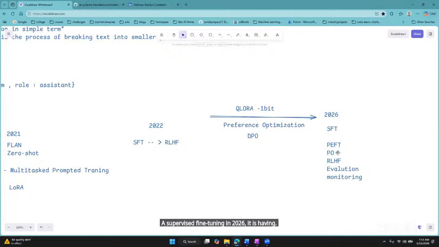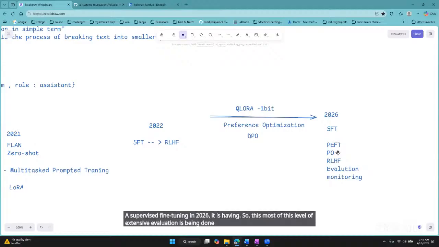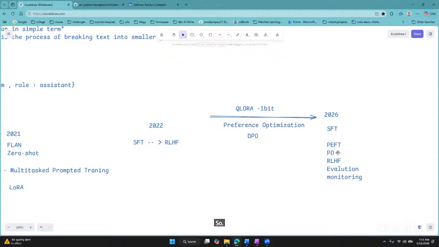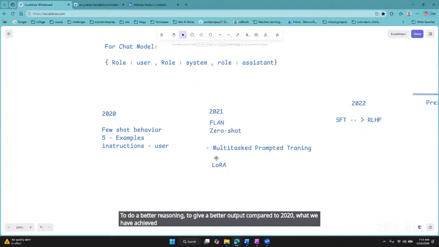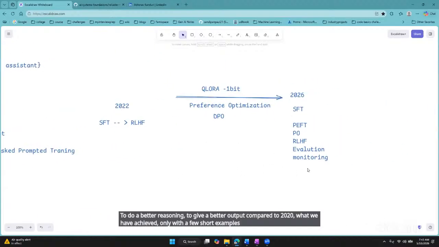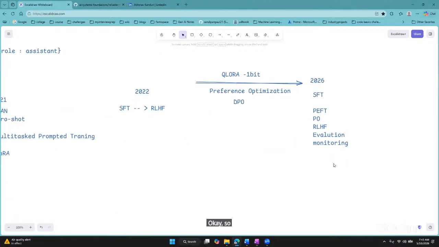So this level of extensive evaluation is being done today to do better reasoning and to give a better output, compared to 2020, when we achieved results only with a few short examples. Okay, so hope this is a bit clear.